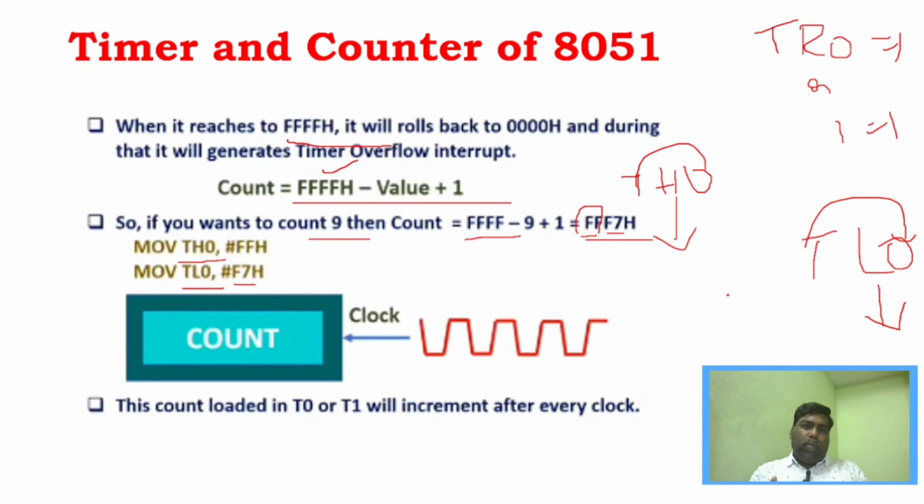For any program using timers, you have to understand these basics. When will my timer work as a timer? What is the value of C/T? By that, you can find out whether it is working as a timer or counter. Then I have to configure the TMOD and TCON registers, provided we give the count value. This is the basic for all the programming for timers in 8051.